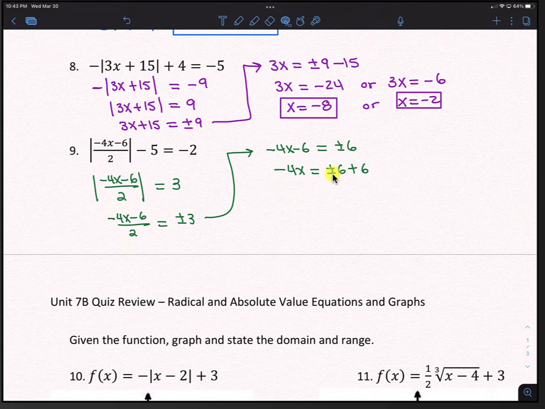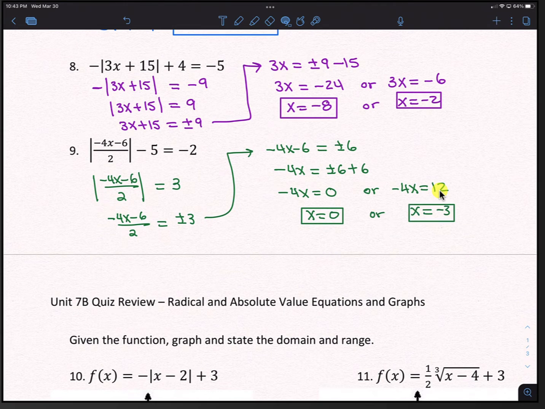Now assuming that the 6 is negative first, that's negative 6 plus 6, which is going to be 0. So we have negative 4x equals 0. And then if 6 is positive, plus another 6, that's going to make 12. So we have negative 4x equals 12. Now if you solve negative 4 times x equals 0, you'll just divide by negative 4 and get x equals 0. If you solve negative 4x equals 12, you're going to get x equals negative 3.